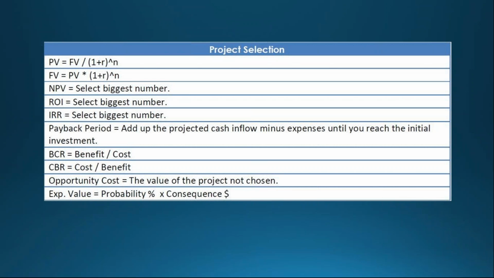We need to know this as project managers because we run projects that go long-term. So we need to know it from a project selection standpoint, but present value and future value is such a general term. Any investor out there wants to know what the future value of their present value investment is going to be. So this is pretty standard.